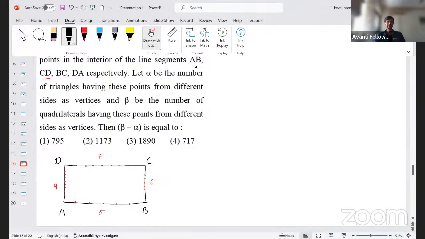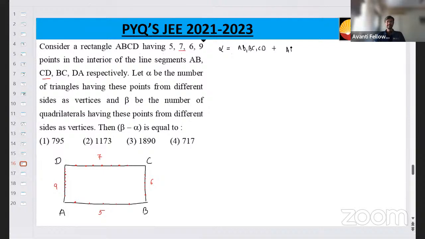AB, BC, CD. Then we should have AB, BC, AD. Then BC, CD, AD. And lastly, AB, CD, AD. AB, CD, AD.